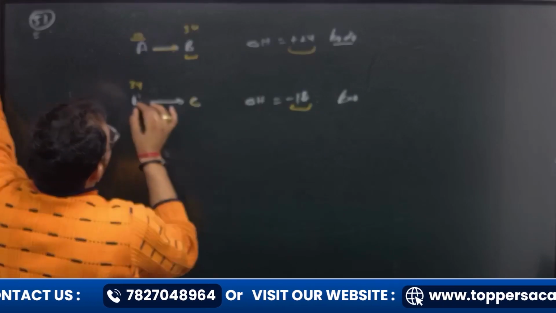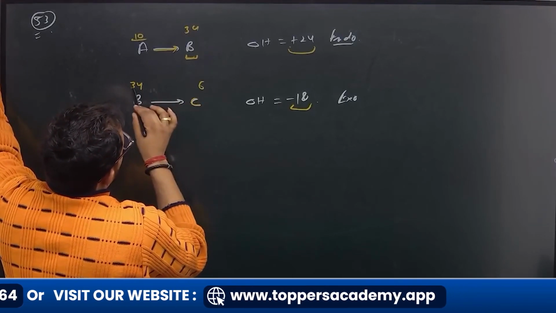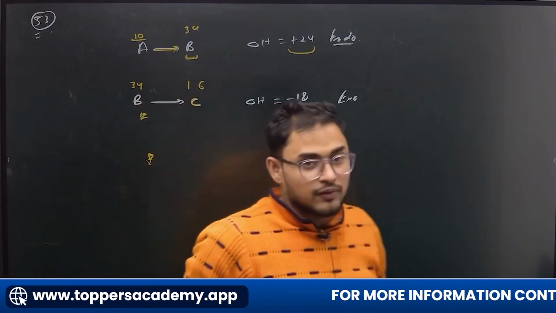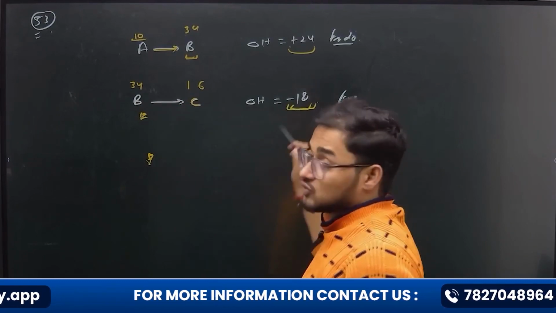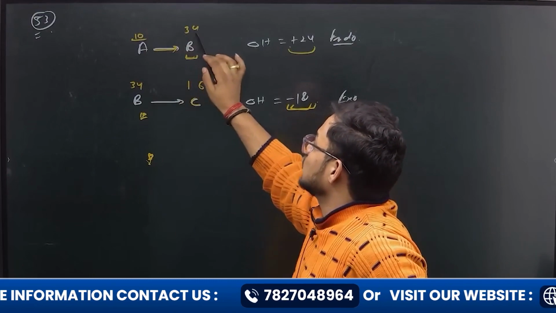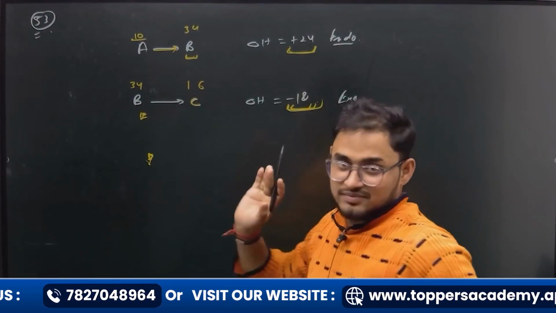Now, 34 minus 18, that is 16. 16 is the energy of your product C. That's why the extra amount of energy, that is 18, is going to be removed here. Here you have to go from low to higher, so you will have to provide the energy. From higher to low, energy will be released.